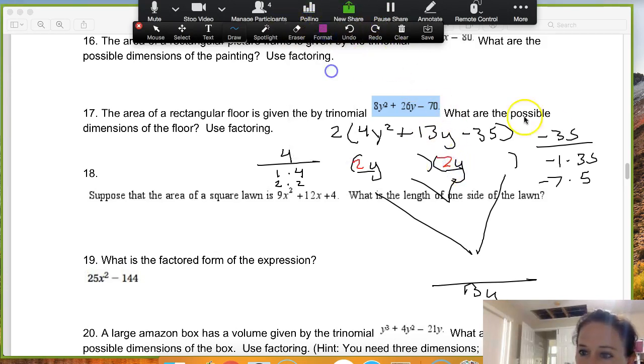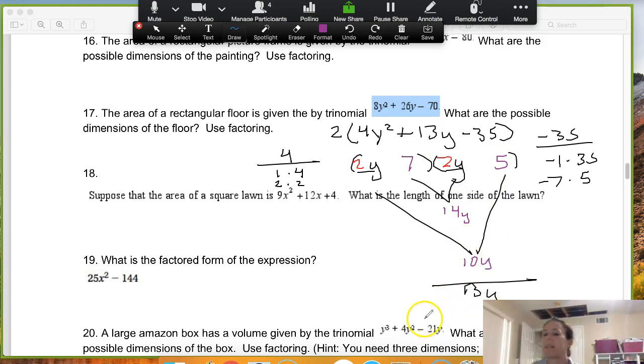Now we have to come over here and guess 1 and 35 or 7 and 5. Now, since I have such a small number, 13, I'm not going to pick 35. That's going to throw my numbers really big. So I'm going to pick 7 and 5. What order I put them in, I don't know yet. Let's not worry about the negative. Let's just put 7 and 5 here and see what we come up with. 7 times 2 is 14 y's. 5 times 2 is 10 y's. That's not going to give me 13 y's.